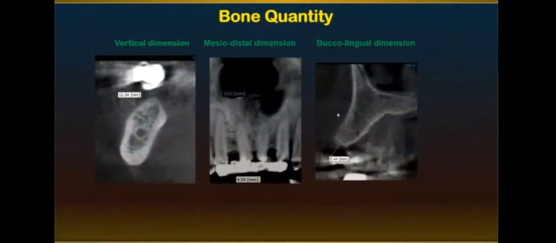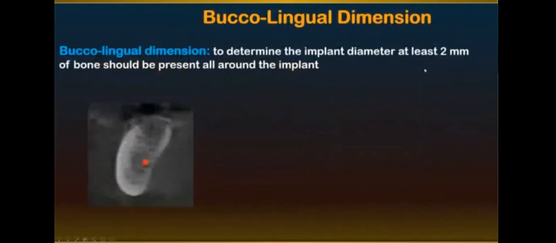The bone quantity: for any implant case, we need to check the bone quantity in 3 dimensions, which are the vertical dimension, the mesiodistal dimension, and the buccolingual dimension. So, which dimension should we start with? Now I need to get information from 3 perspectives. The first dimension I start to examine is the buccolingual dimension.